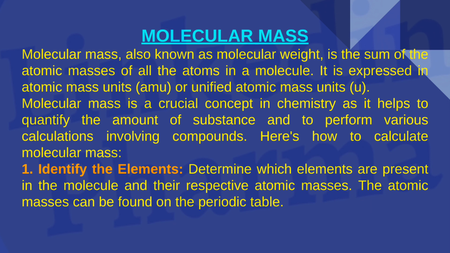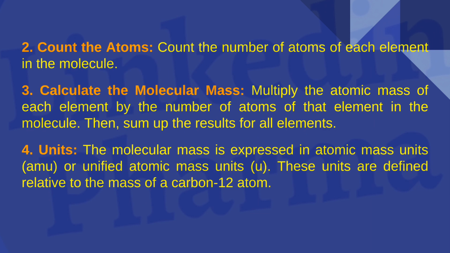Identify the elements. Determine which elements are present in the molecule and their respective atomic masses. The atomic masses can be found on the periodic table. Count the atoms. Count the number of atoms of each element in the molecule. Calculate the molecular mass. Multiply the atomic mass of each element by the number of atoms of that element in the molecule. Then, sum up the results for all elements.